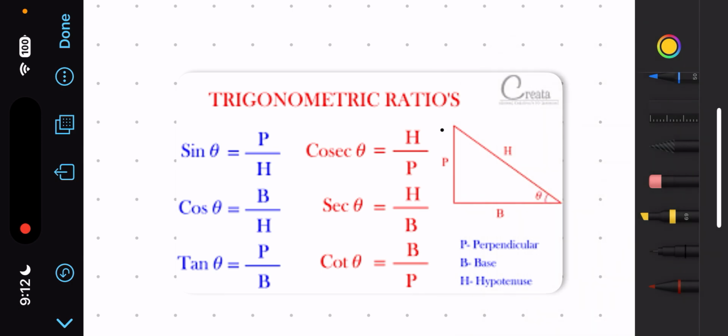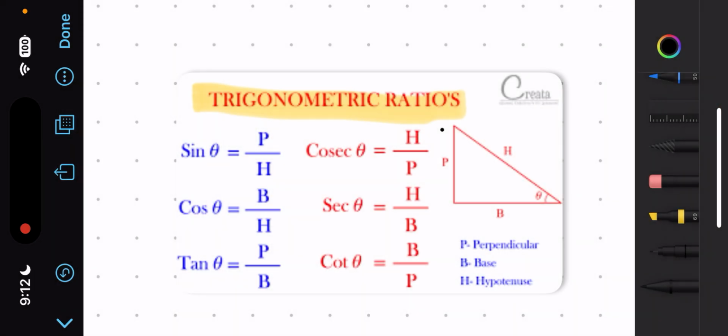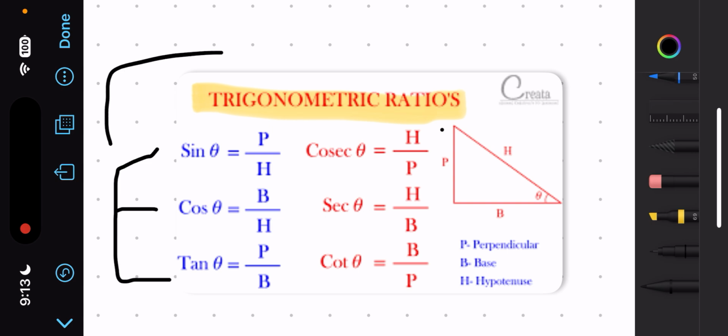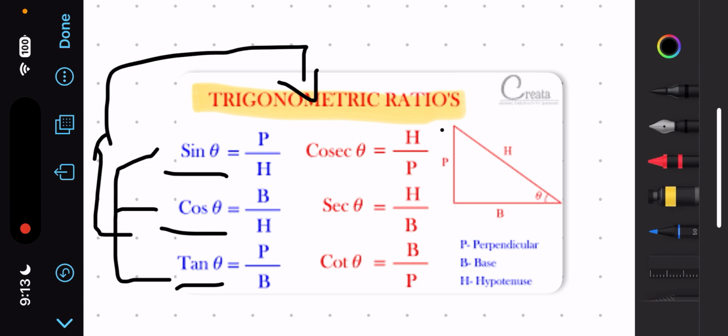Trigonometry ratios. In simple terms, we have the basic trigonometry ratios, which are 3: sine, cos, tan. Before learning what is sin, cos, tan, you should know what is hypotenuse, perpendicular, base. Those who don't know, don't worry, I will be telling you about it.